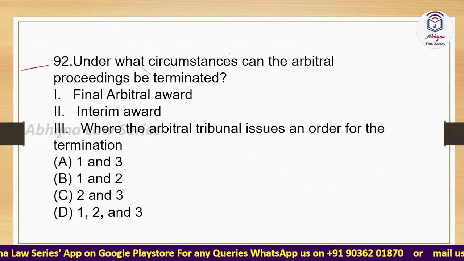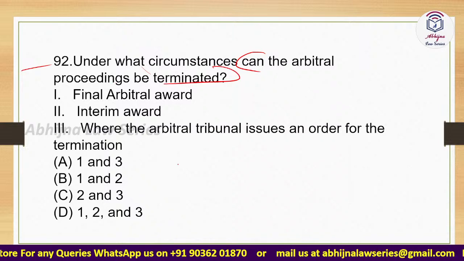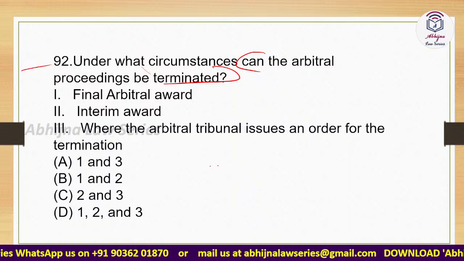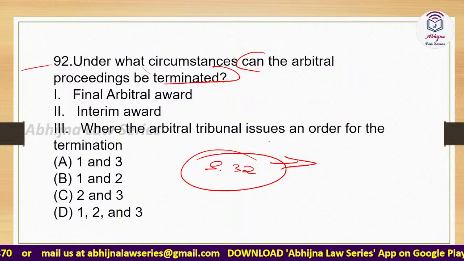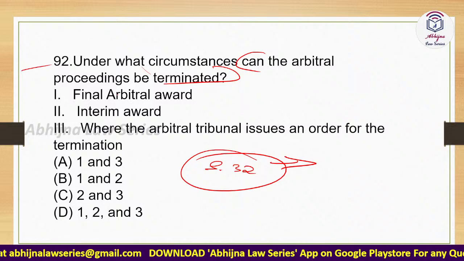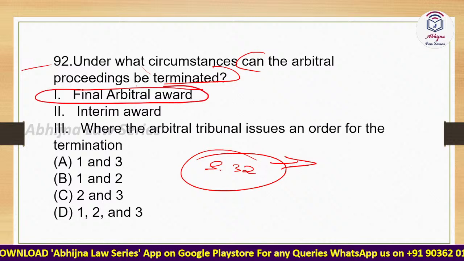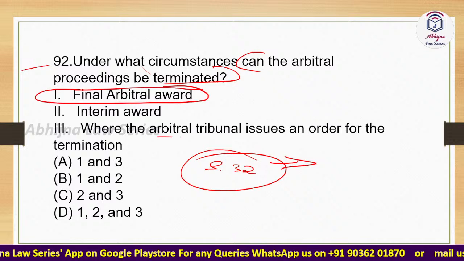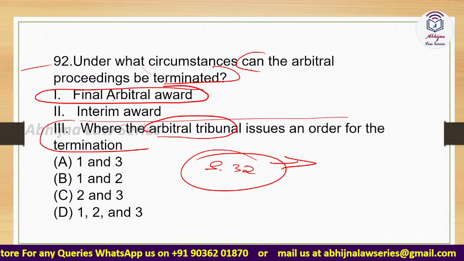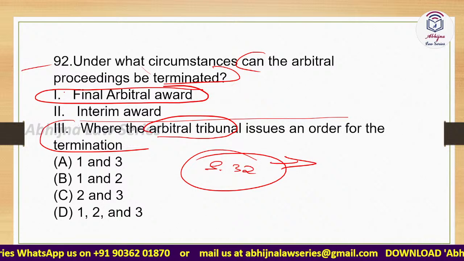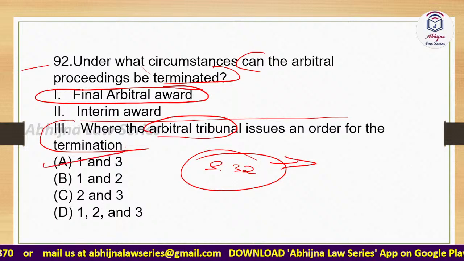The next question is, under what circumstances can arbitral proceedings be terminated? The answer is relating to section 32, which speaks regarding termination of the proceedings. So, the proceedings terminate on passing the final arbitral award, or when the arbitral tribunal itself issues an order for termination. In these two cases, arbitral tribunal proceedings are terminated. So, we can say that 1 and 3, A is the answer.